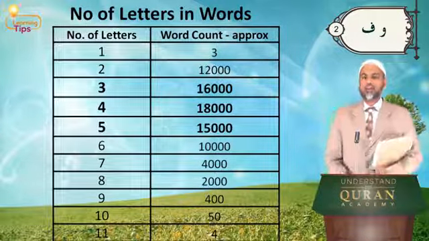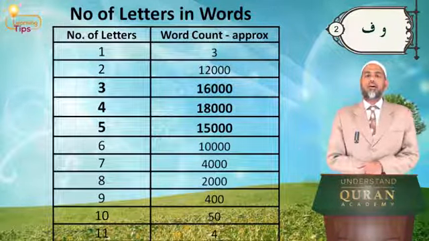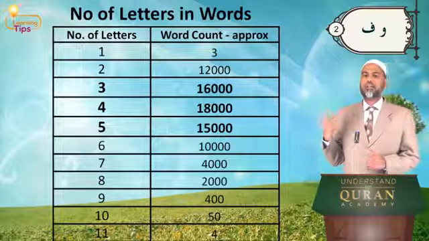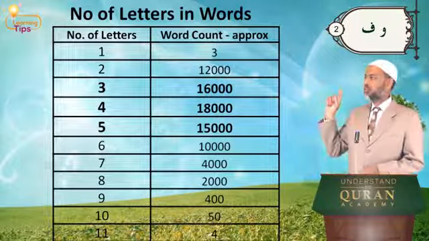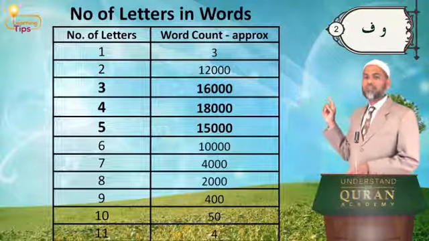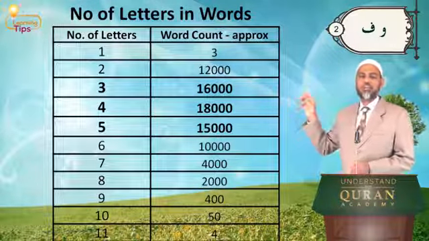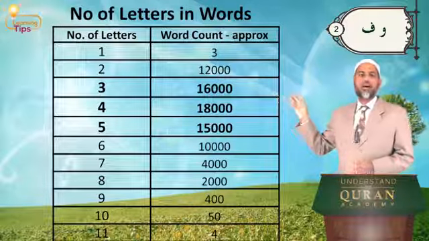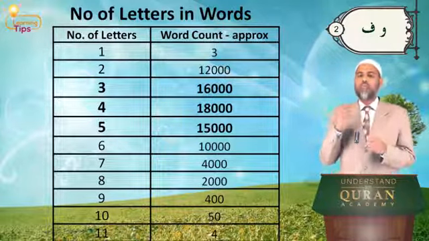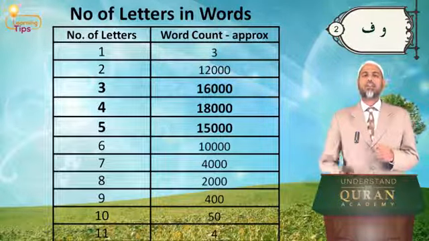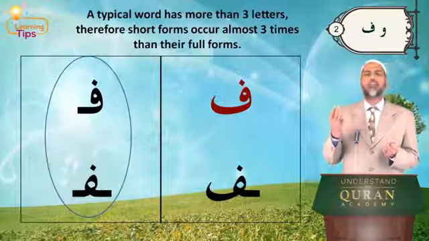Here is a very interesting, important learning tip. You see, in Arabic, in the Quran especially, here are the number of letters that are given in different words. There are three words in the Quran which have only one letter. There are 12,000 words which have only two letters. There are 16,000 words which have three letters, 18,000 words which have four letters, and so on. Majority of words have 4-5 letters. What does it mean? It simply means a typical word in Quran has 3 or more letters.